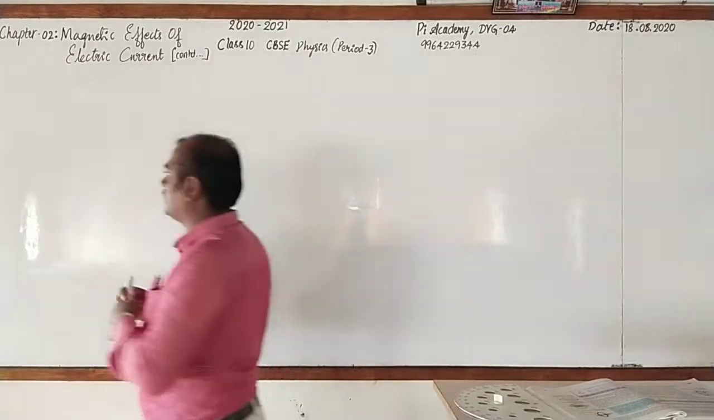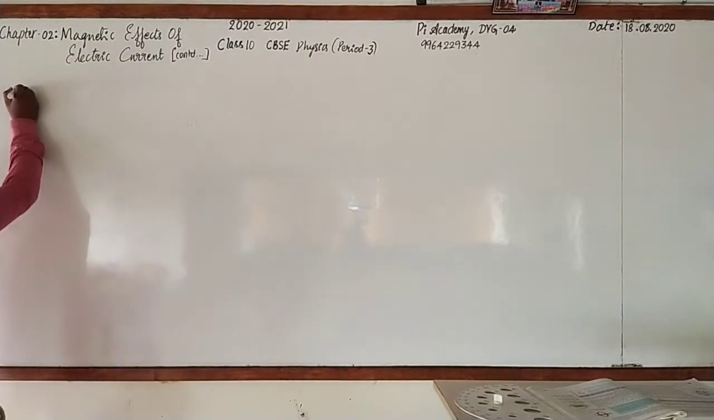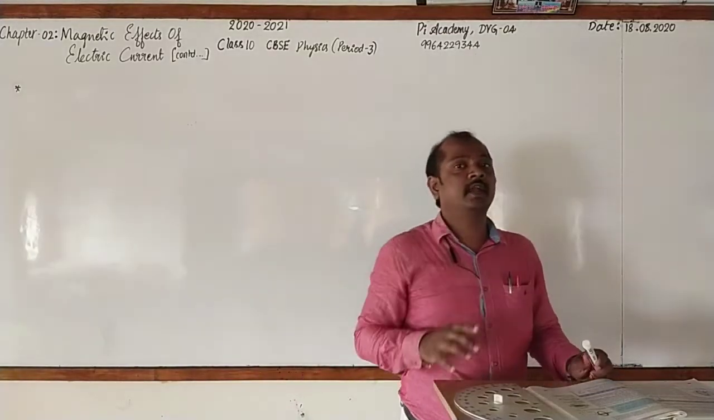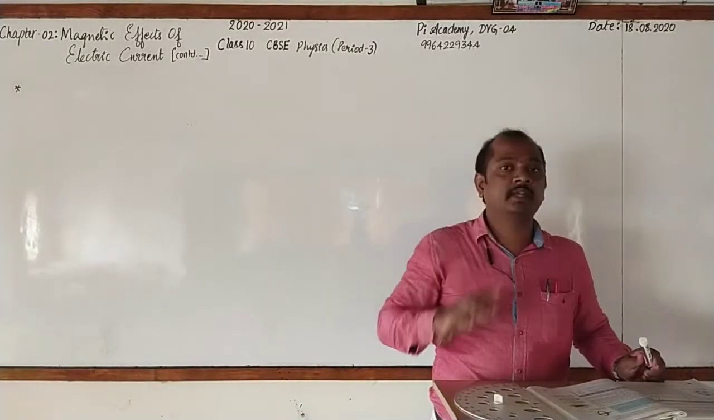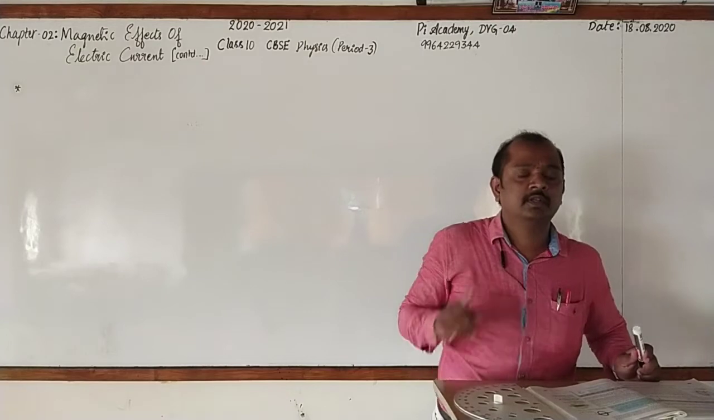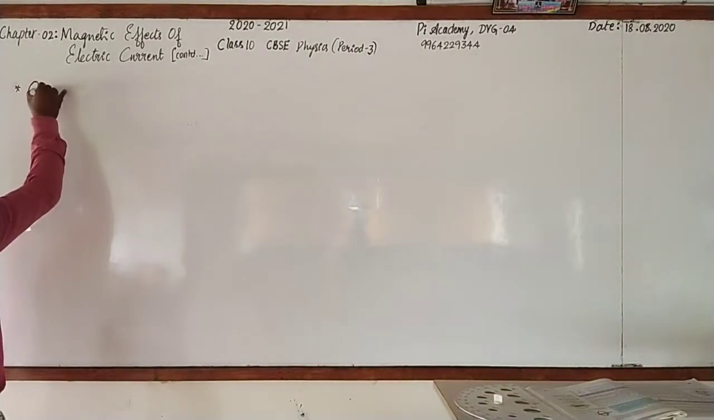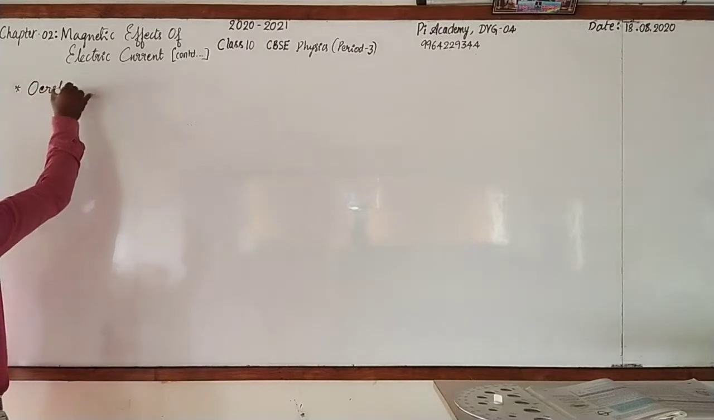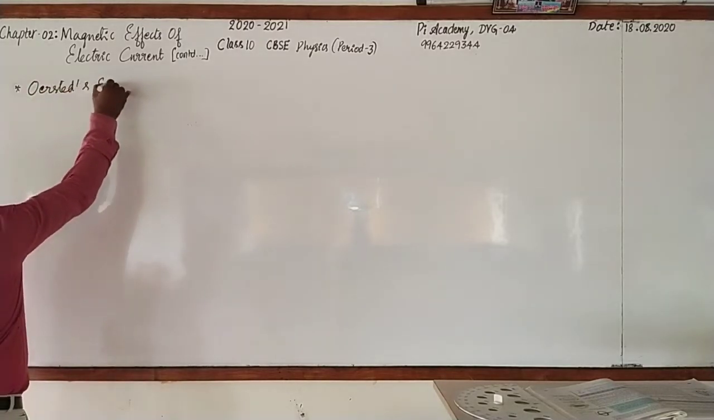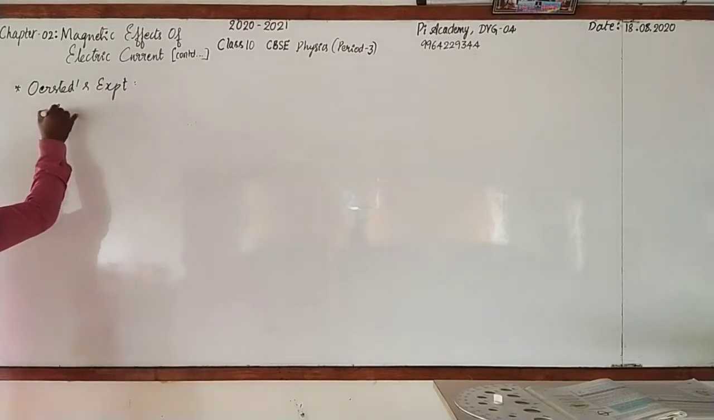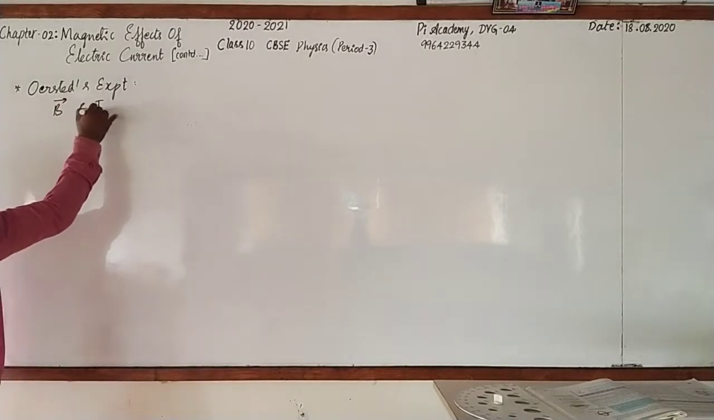The first point was we learned an experiment which gives the relationship between an electric current and magnetic field. What is that experiment? Yes, you are right. It is Oersted's experiment. You know that it gives the relationship between magnetic field and electric current.